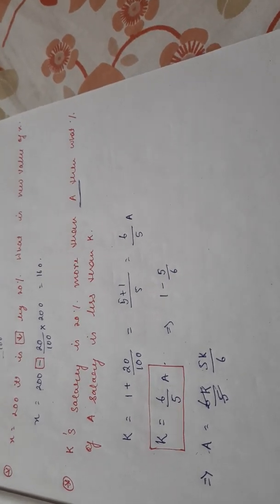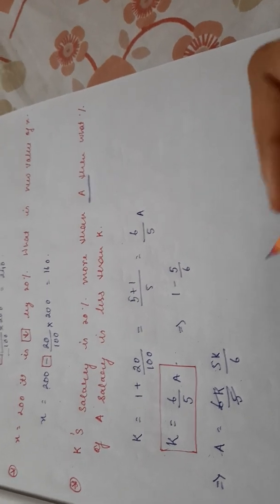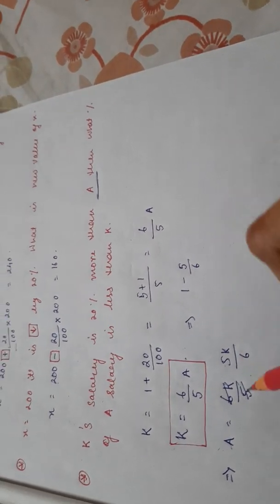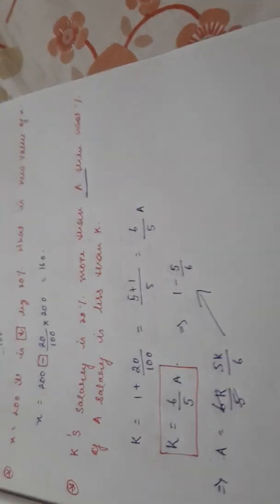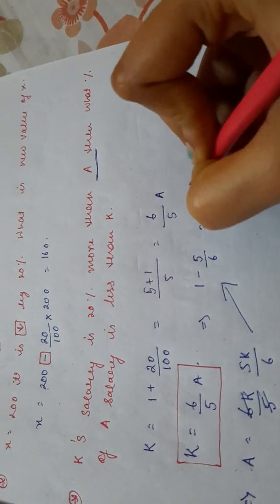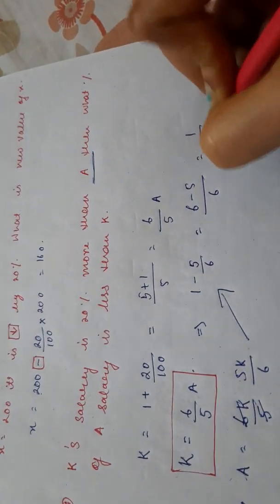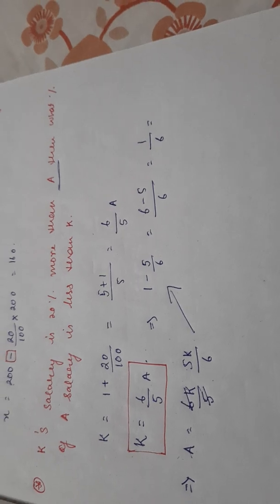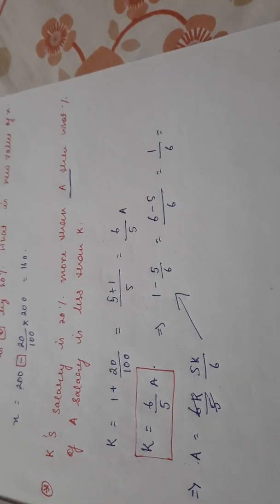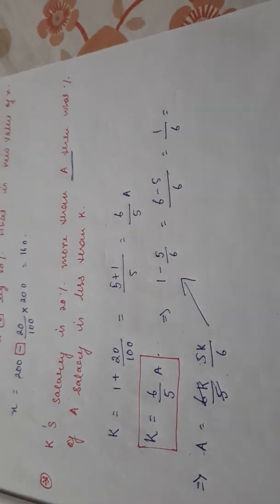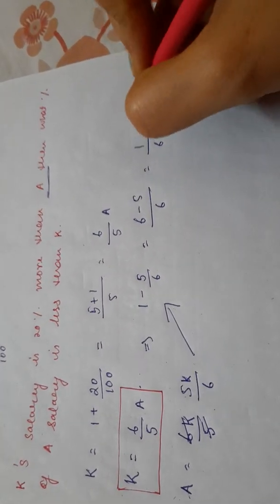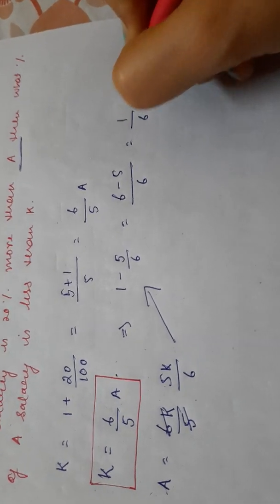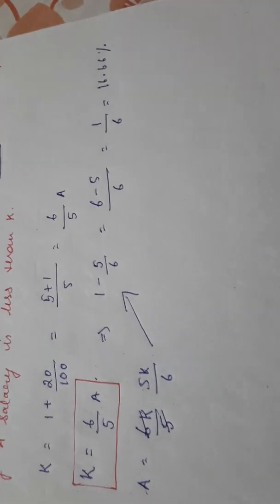A is equal to 5K by 6. So 1 minus 5 by 6, that is 6 minus 5 by 6, that is 1 by 6. If you know the percentage of 1 by 6, then you can directly write it, or you have to find the percentage of 1 by 6, which will take time. The percentage I know, percentage of 1 by 6 is 16.66%. Right? I think it's clear.